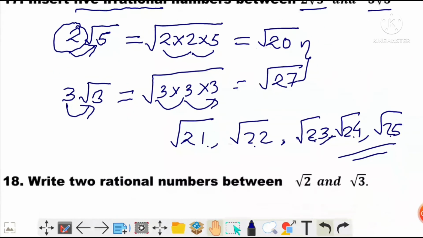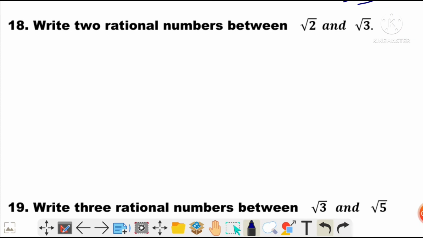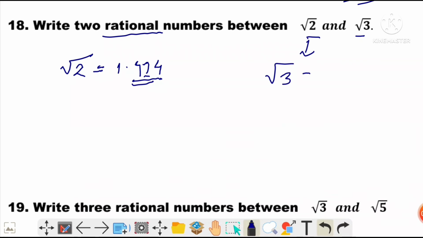Next question, question number 18. Write two rational numbers. Now here you have to write the rational numbers, not the irrational. So here you've got root 2. You should know the value of root 2, or otherwise use your calculator and find it. So the value of root 2 is 1.414, and the value of root 3 is 1.732. You can consider this value up to 1 decimal point as 1.4 and 1.7.